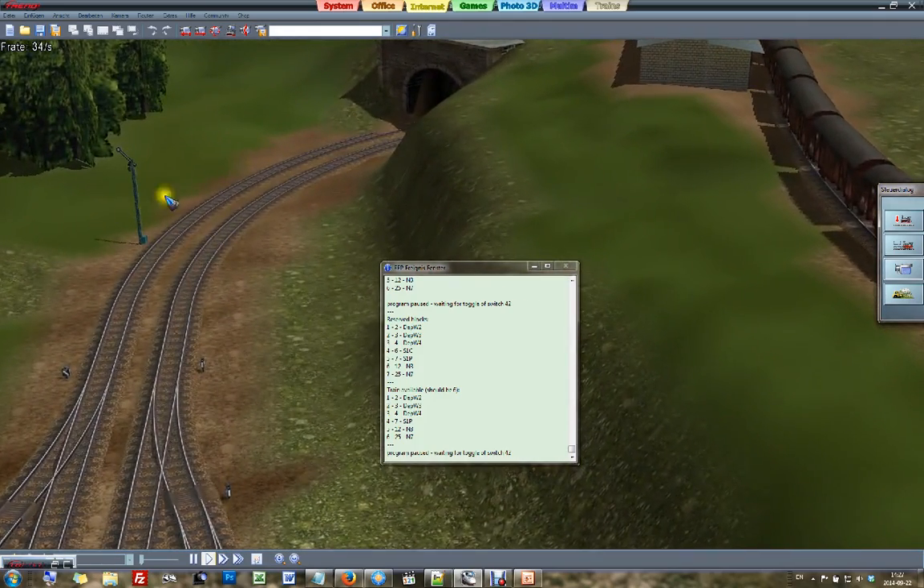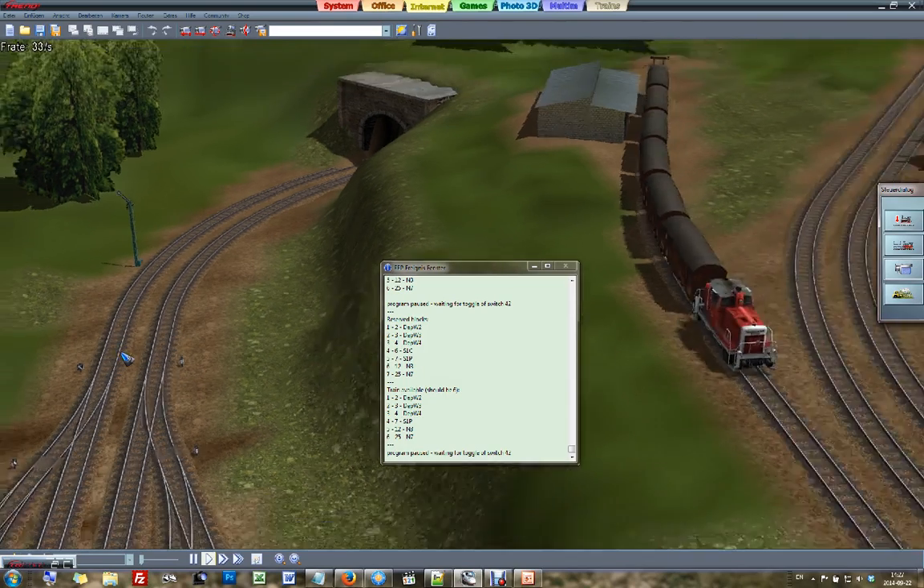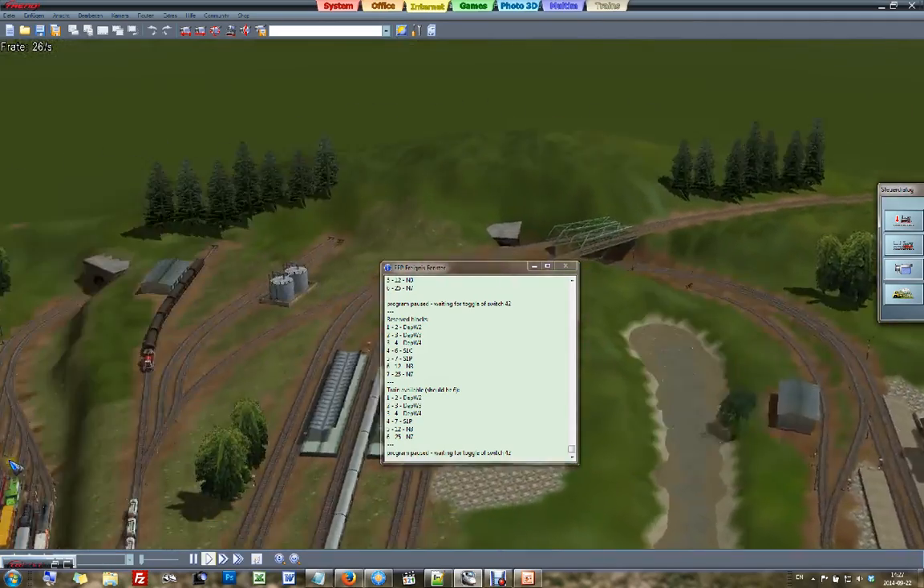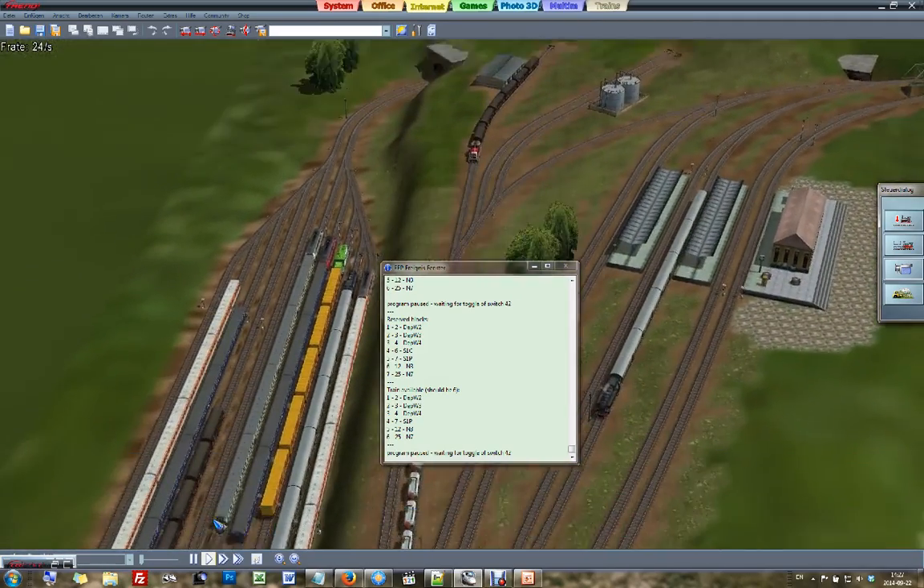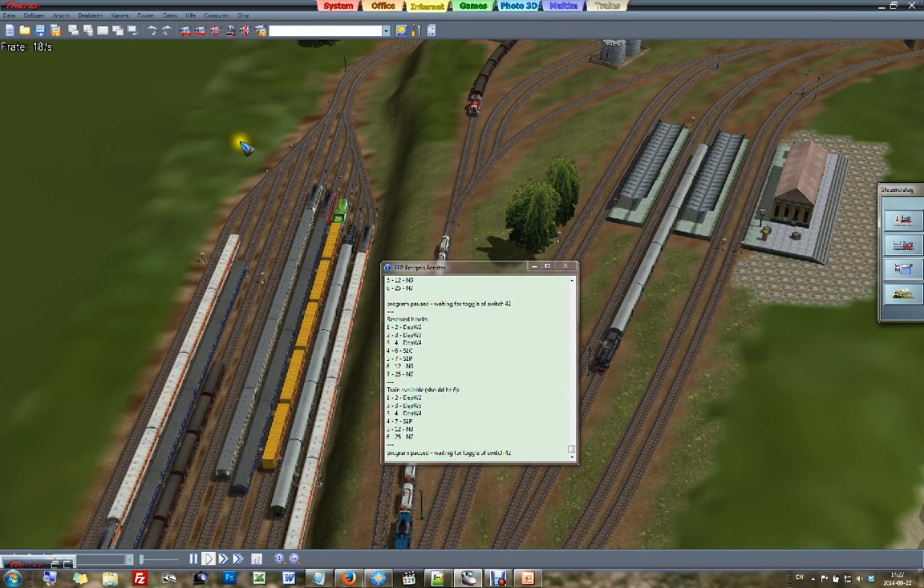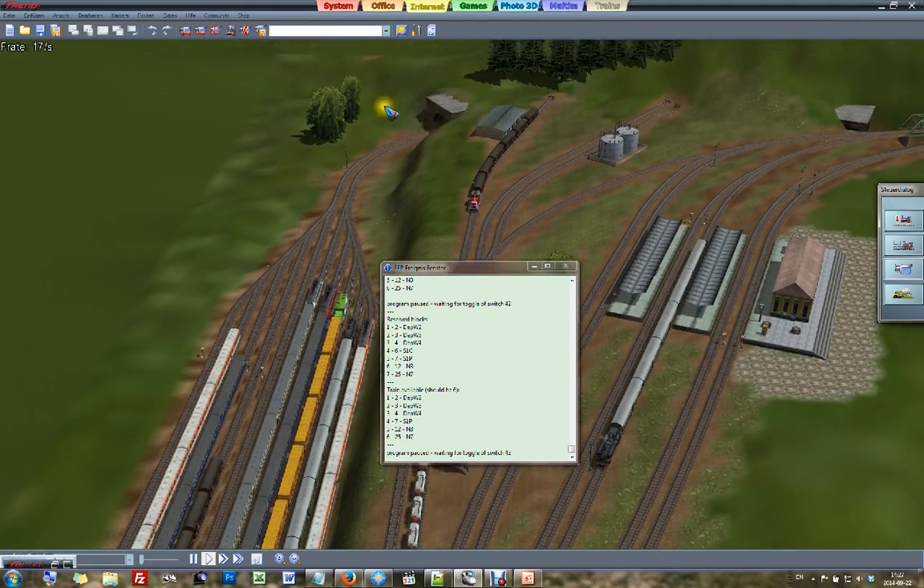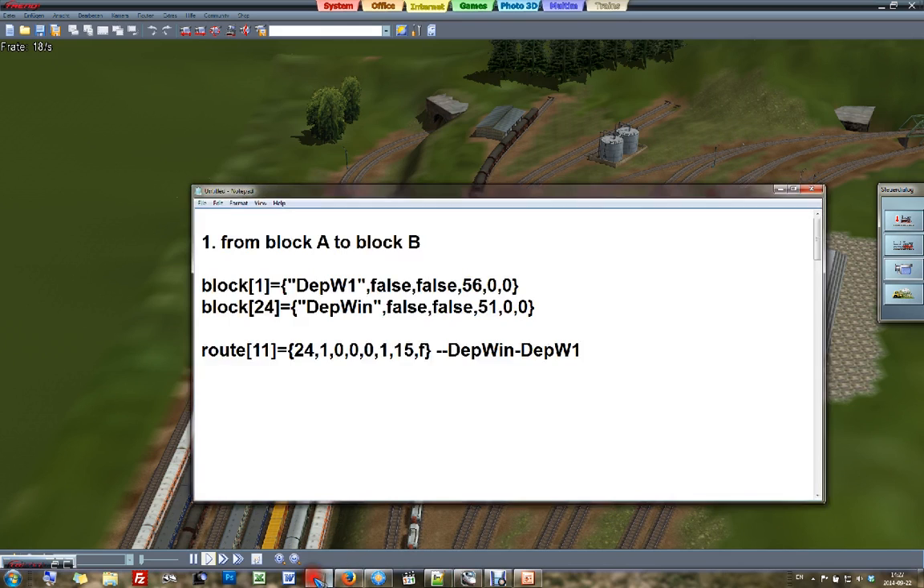You see over here a signal. This is the block that is called Depot West In, and over here there is our Depot West. These 5 tracks in this direction are our Depot West. So I have a block Depot West In, I have 5 blocks for the depot itself, and I have a route from the depot in to all of these 5. How does that look in code?